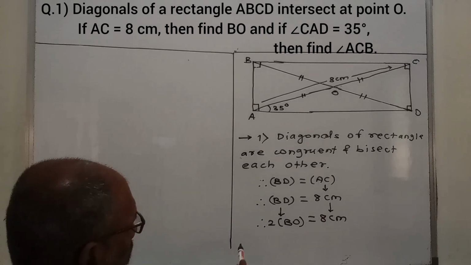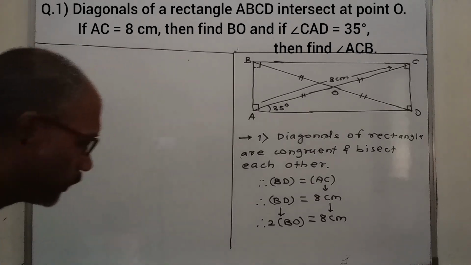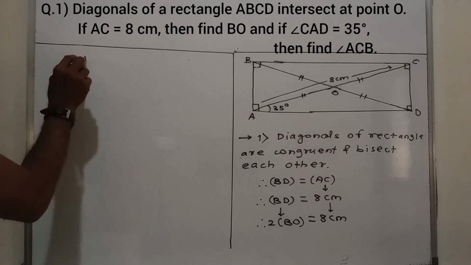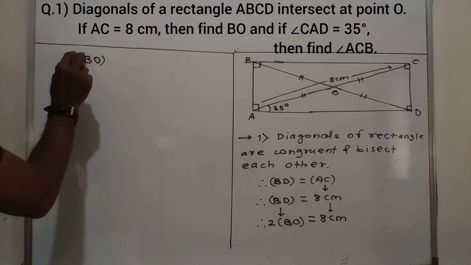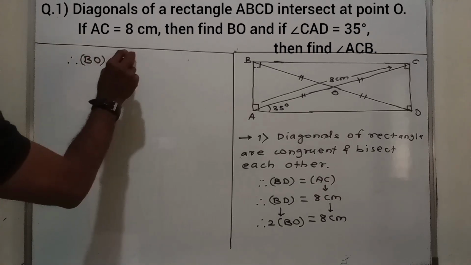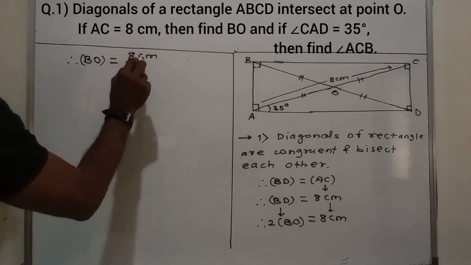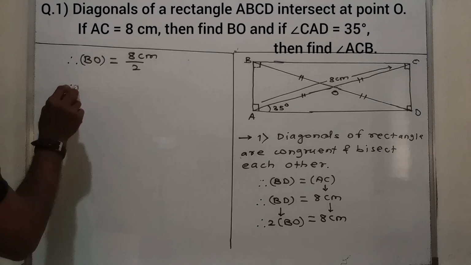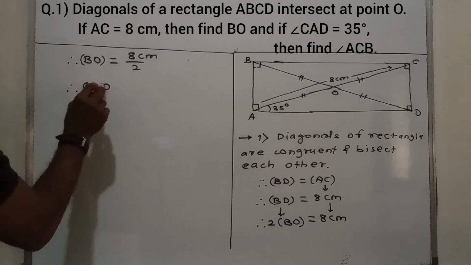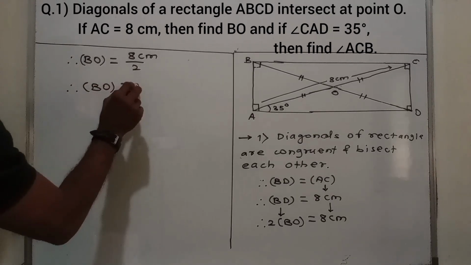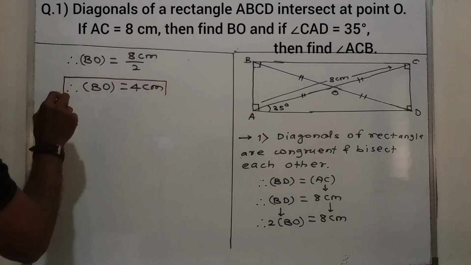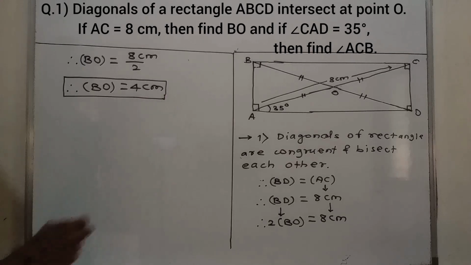Therefore we write here, see this carefully. Therefore BO is equal to 8 centimeter upon 2. Therefore BO is equal to 4 centimeter. Did you get it? Very simple.